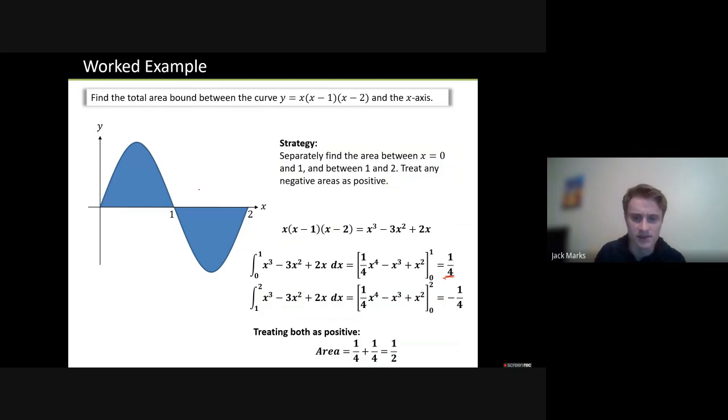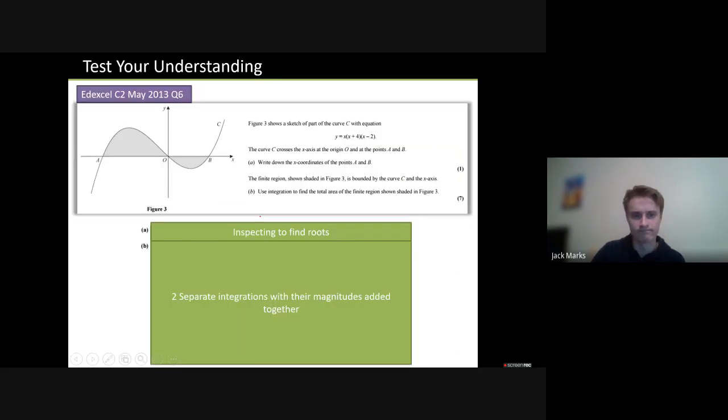And then you might sort of see that this has some rotational symmetry. So the other part becomes minus a quarter. So we take the absolute value, we would say that the total area of both blue parts is 1/2. Pause the video then and have a go at this one here. And don't forget to look at the hints to help you out.